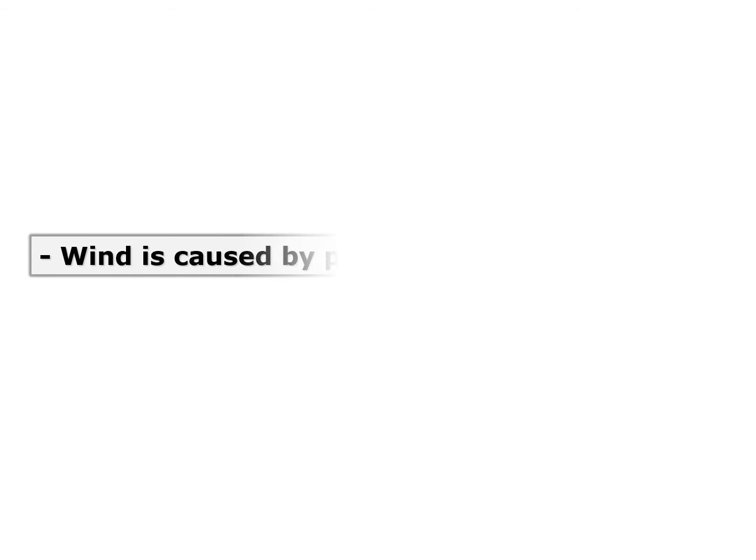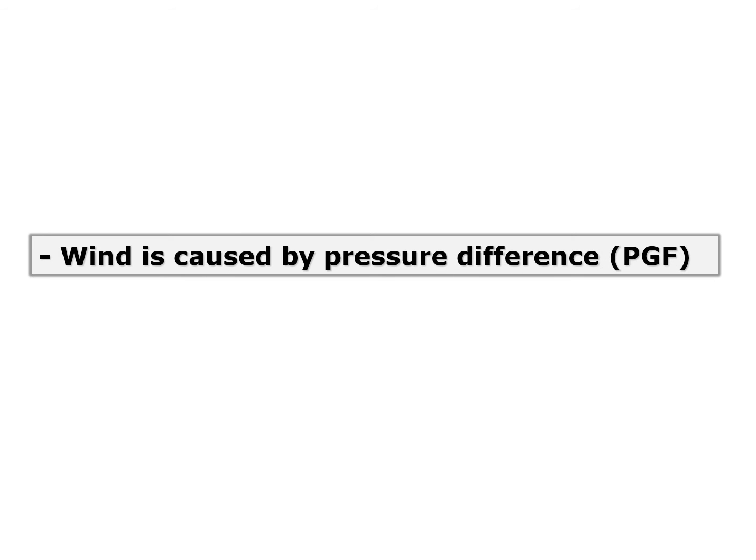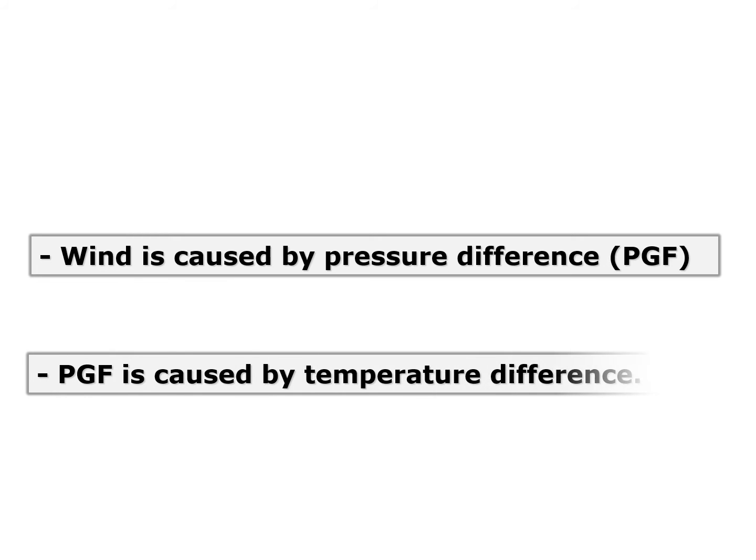What is the principle? Wind is caused by pressure difference, the pressure gradient force, PGF. Pressure gradient force is caused by temperature difference. This is the principle: pressure and temperature.